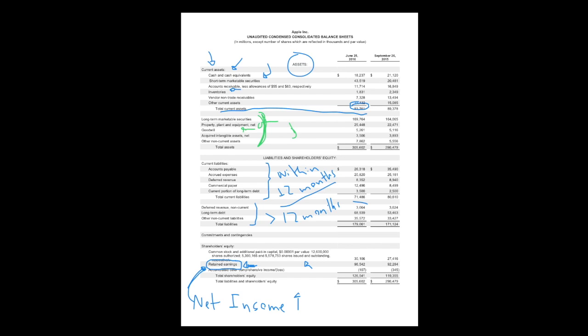And then here are other types of equity. Check out that number, 305 billion, and I say billion because the whole spreadsheet is in millions. So 305,602, and then here for assets, 305,602. Very, very important that these two match.